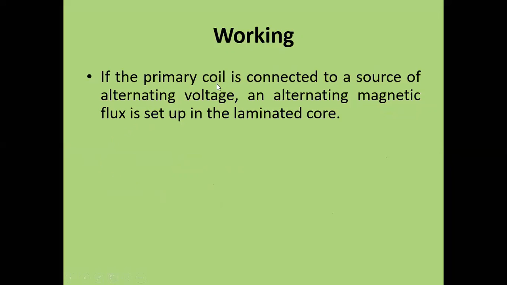Now we have to go for the working of the transformer. Now we are connecting the primary of the transformer to the alternating voltage. Okay. So when the voltage is set up in the primary coil, an alternating magnetic flux will be produced in the laminated core.